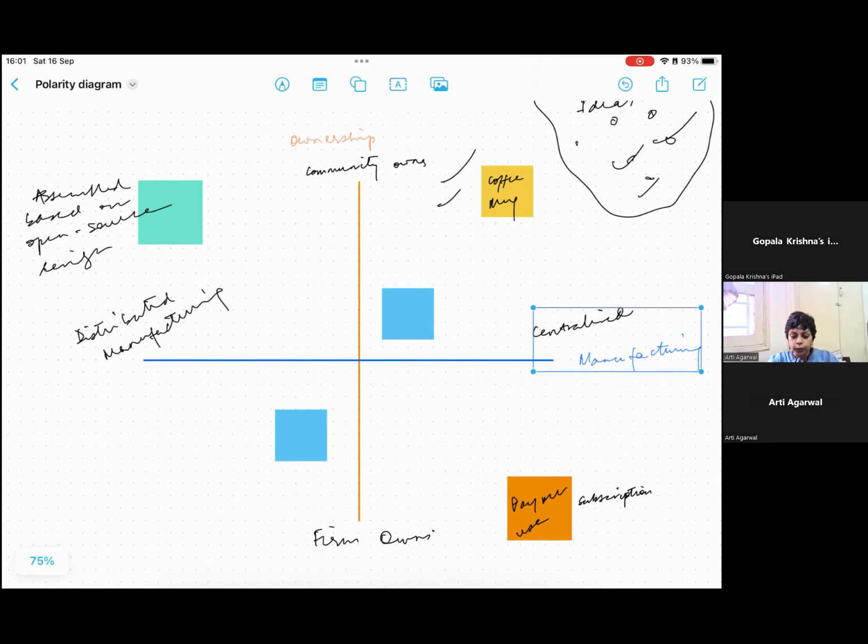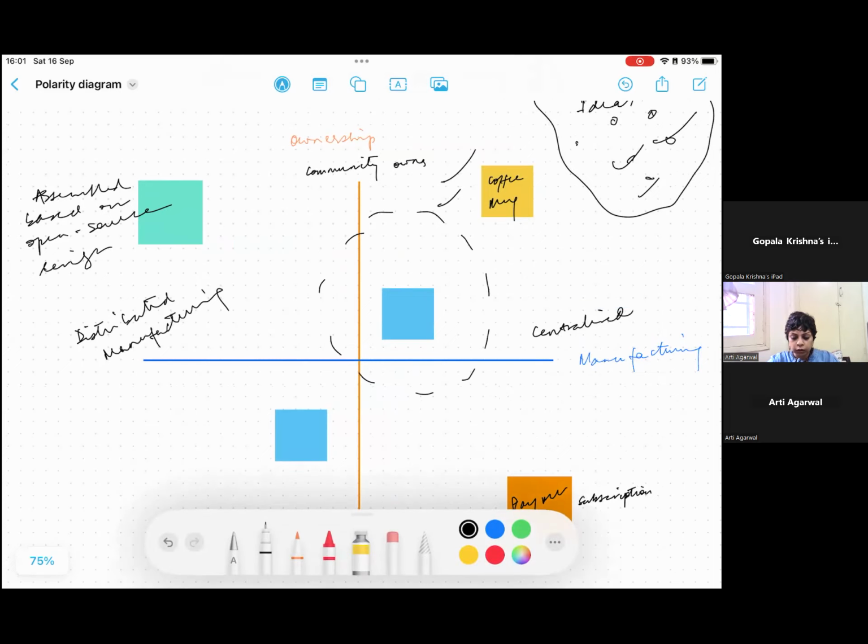So suppose you want an idea which fits somewhere here. Then you can modify your designs, or you can come up with new ideas for something which fits in this particular part of the diagram. So that's kind of how you can do this as an iterative process, or you can do this in a firm as a group.